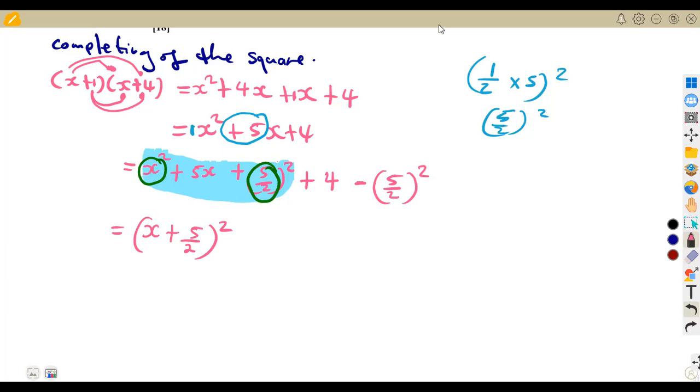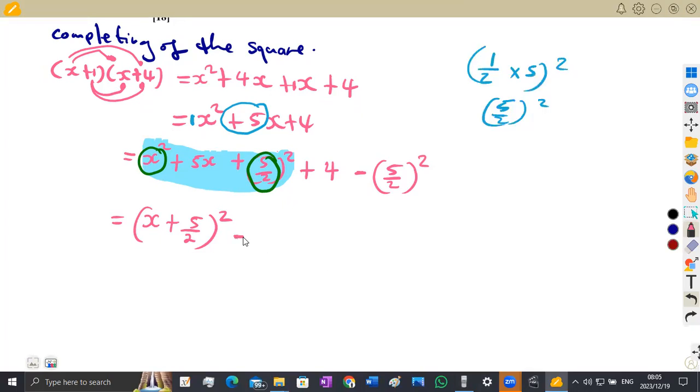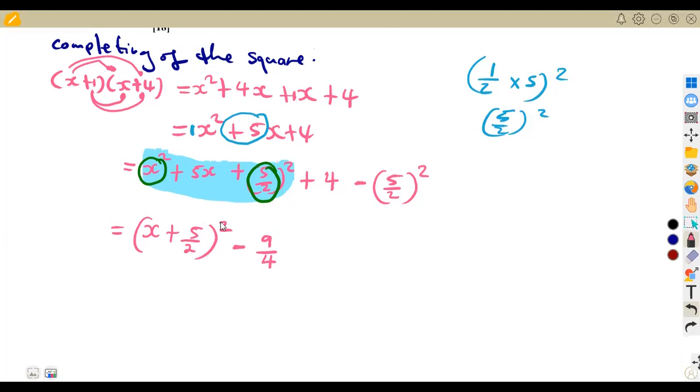Then the rest, you're going to simplify this part. You can even use the calculator to simplify 4 minus 5 over 2 squared. So just open a bracket, 5 over 2, like this, squared. All right, so this is going to give us negative 9 over 4, right? That's negative 9 over 4. So we're going to get negative 9 over 4 like this. All right, so that means in this case, we are done. This is the part that we are going to use now on the integration.